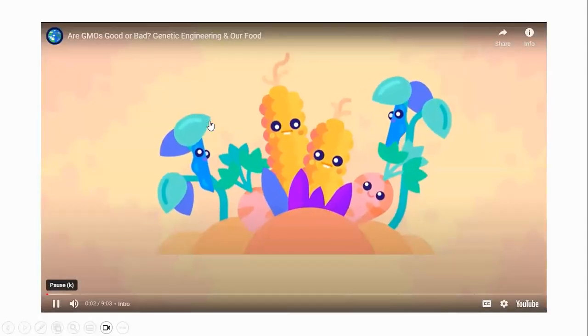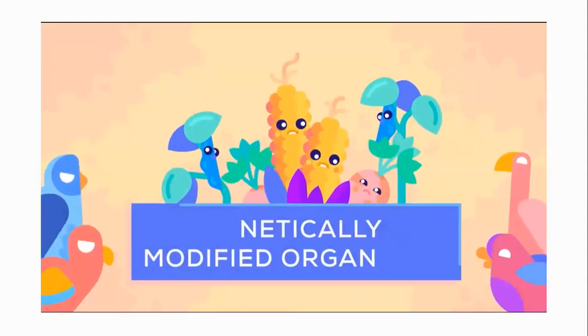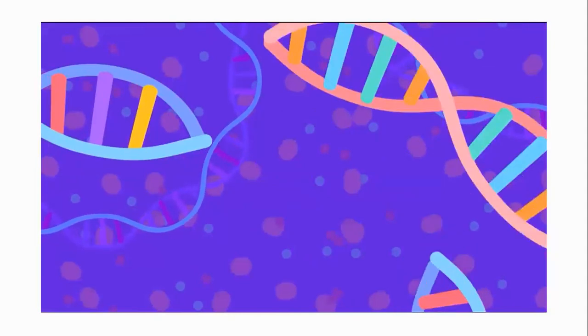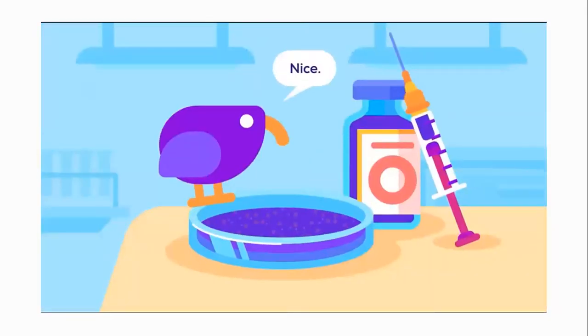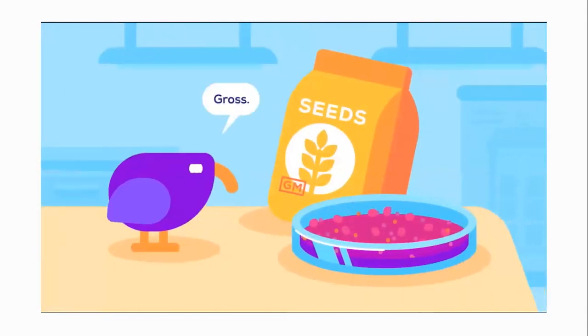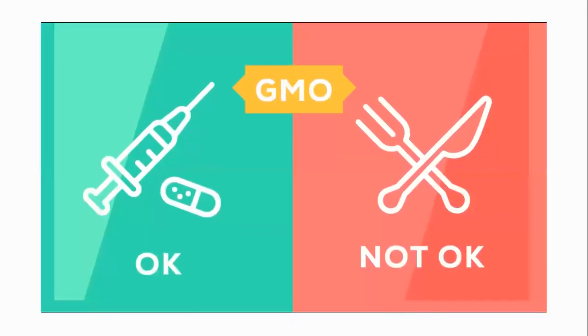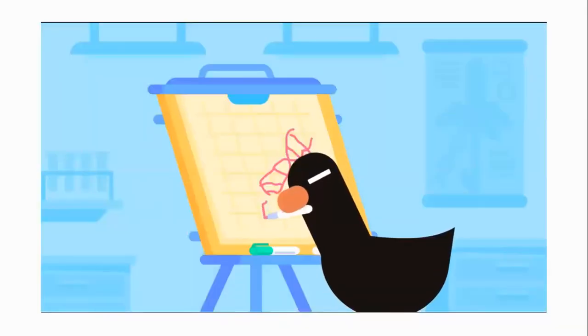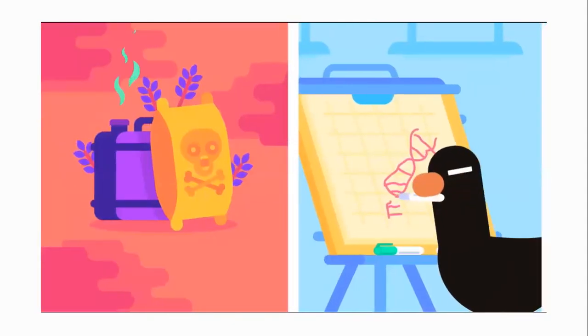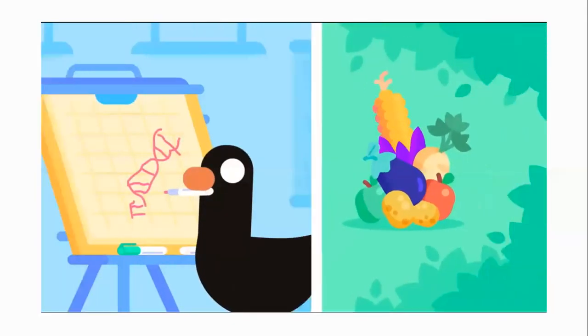GMOs are one of the most controversial areas of science. Genetic engineering is used in many fields, but even though medical applications like GM insulin are widely accepted, the debate heats up when it comes to food and agriculture. Why is that? Why is the same thing treated so differently? Let's try to get to the bottom of this and explore the facts, the fears, and the future of GMOs.